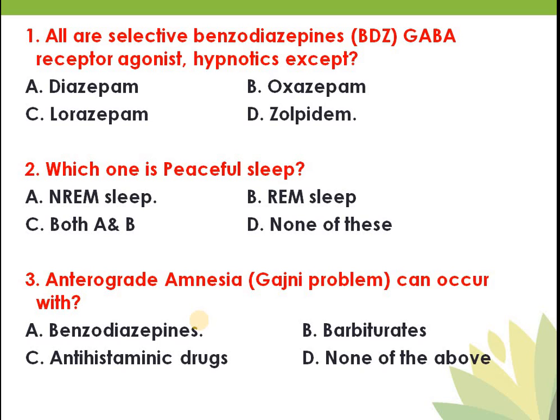What do we mean by amnesia itself? Amnesia means loss of memory, and anterograde amnesia means sudden loss of memory and sudden regaining of memory. You might have seen the Bollywood movie Ghajini. In that, the actor Aamir Khan had this problem. He would lose his memory for a specific time, and then his memory would come back. That is the anterograde amnesia. So this is an adverse effect of benzodiazepines.